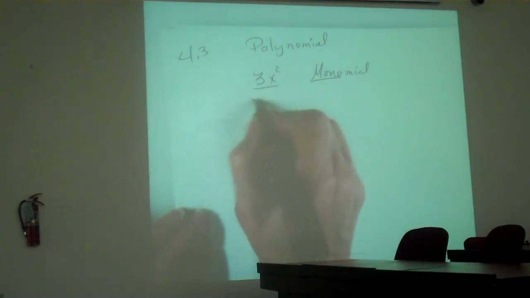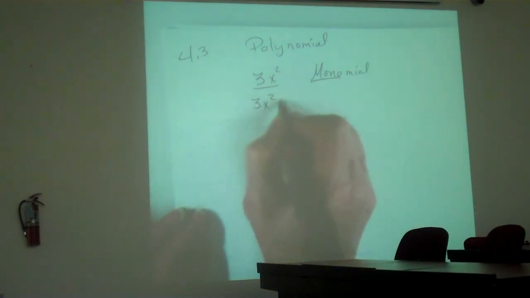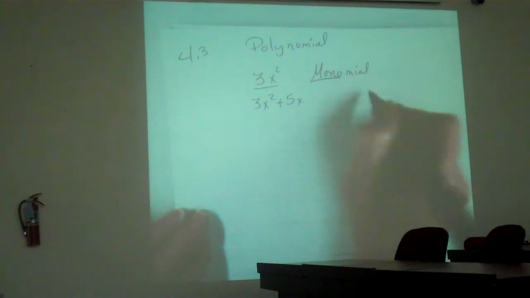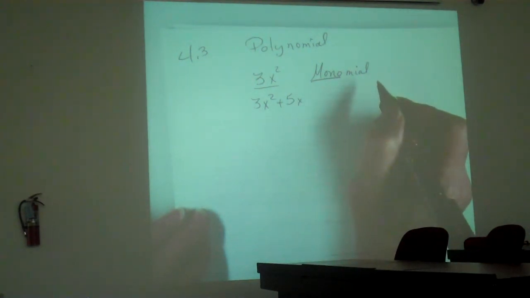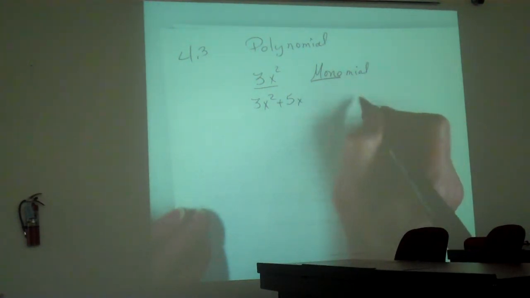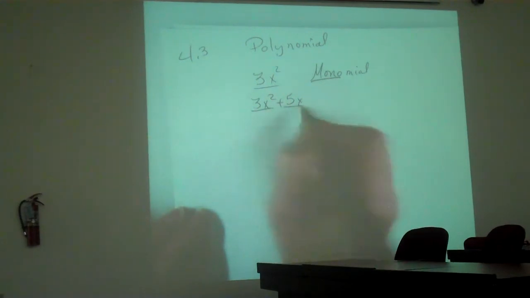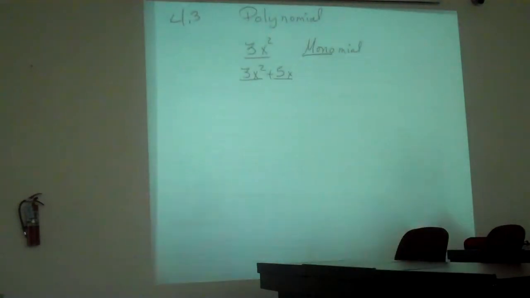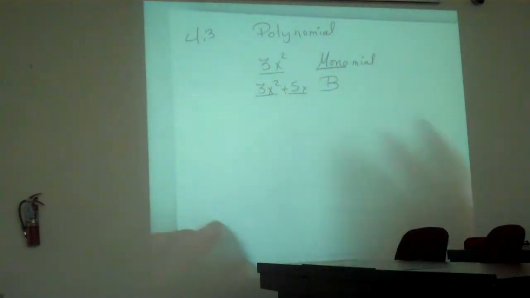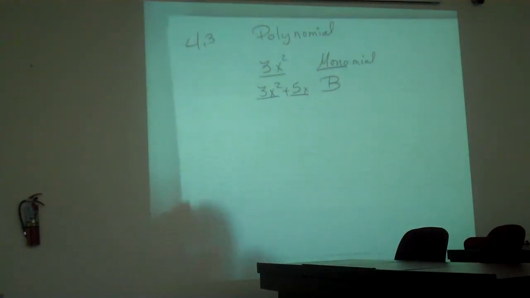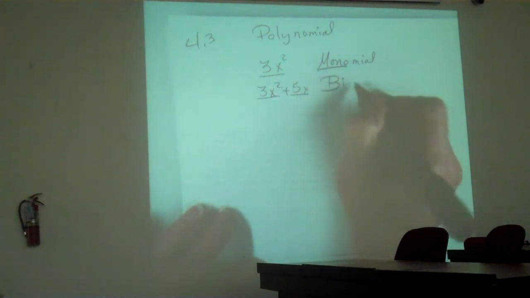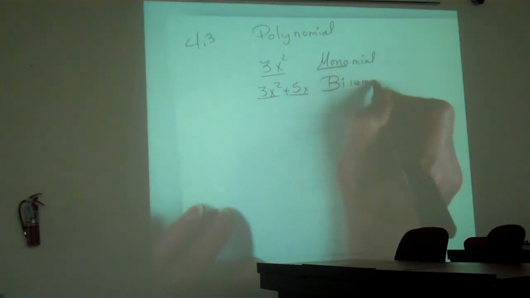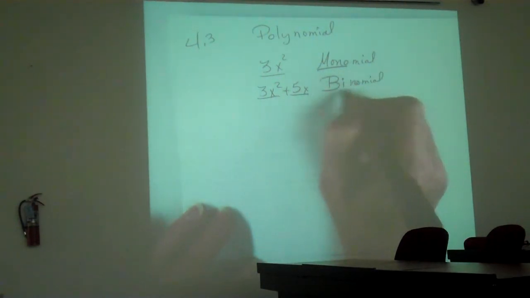Okay? What do you think two terms would be? 3x squared y cubed. If you have two terms, what's it called when you have two of something? Bi. Binomial. Okay, that's two.